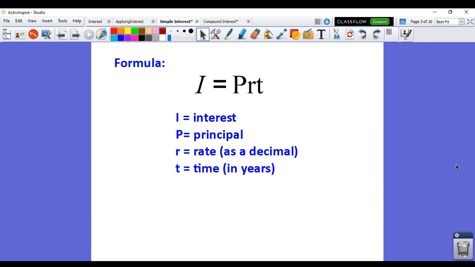Your formula is capital I, standing for the interest amount, equals the principal times the rate times time. I = P × r × t. The rate is always a decimal, so a percentage written as a decimal, and the time will always be in years. If you're talking about months, you have to convert that. If I was talking about 8 months, you have to convert that to a decimal out of years, or use it as a fraction, 8/12.